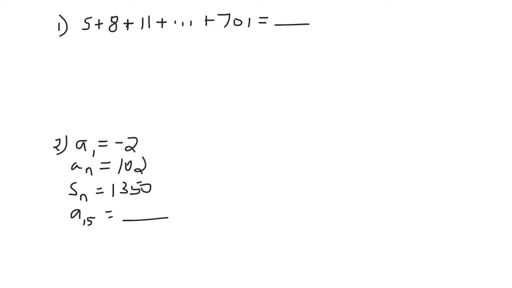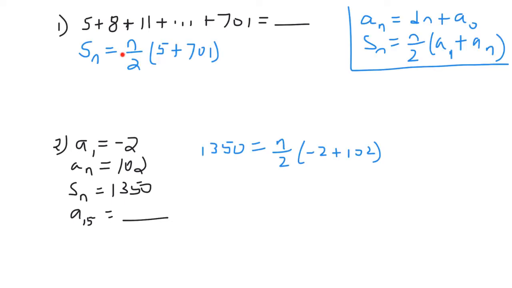Same over here. In both of these cases, we don't know how many terms there are. We know the first term, we know the last term. We don't know how many there are. So in our formula for sum, I don't know what the n is. Same for this one here. I know what the sum is, actually. I know what the first term and the last term are. First term and the nth term. But again, I don't know how many terms there are.